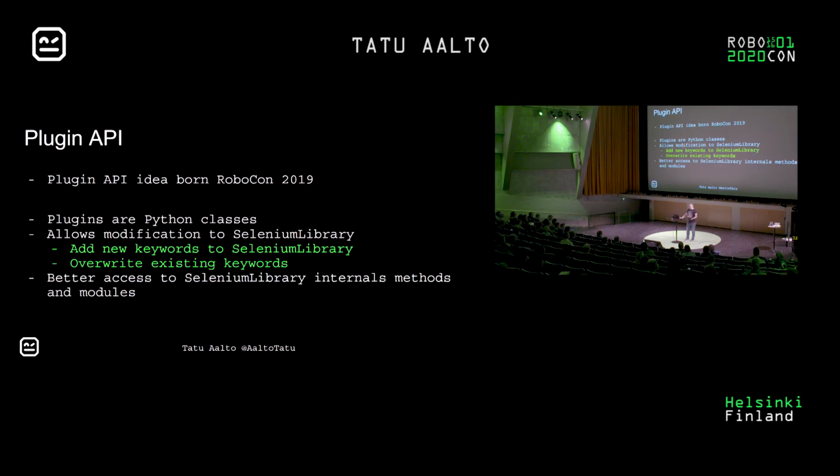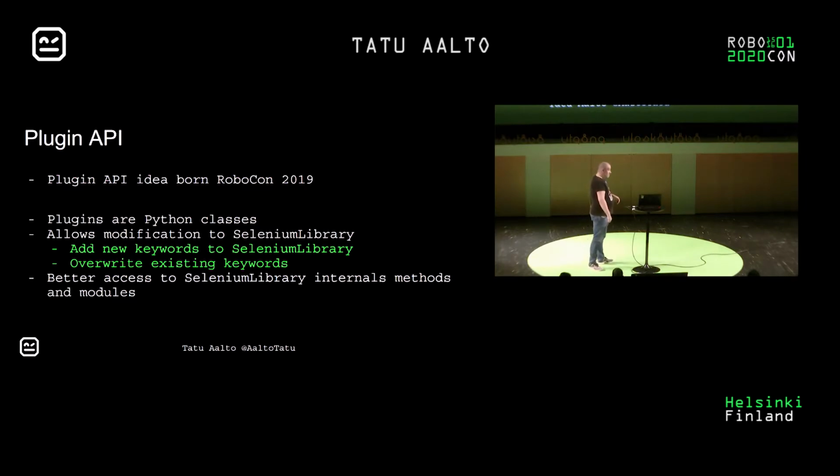And then in the 4.0 release, the plugin API arrived. So what does it do? It's a Python class that must inherit one thing out of the Selenium library. But what it enables you to do is add keywords directly inside of the library. You don't have to write your own library anymore, and you don't have to care about the Robot Framework library API, whether you use the static, hybrid or dynamic library API.